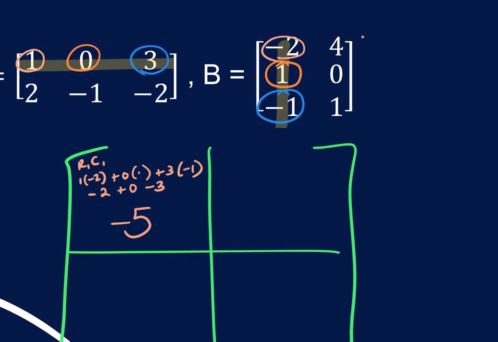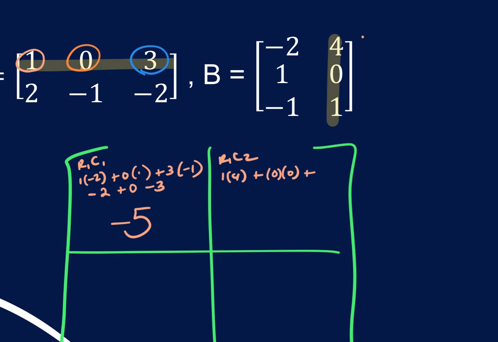All right, then I go row 1, column 2. And first times first is 1 times 4 plus second times second, 0 times 0 plus third times third, 1 times 3. And I get 4 plus 0 plus 3, which is 7.